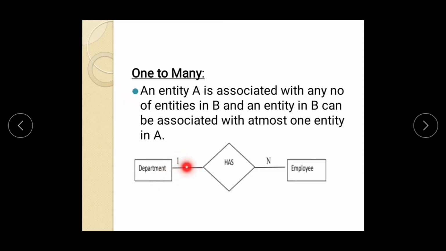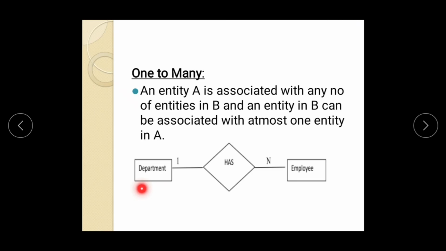Any department, a single department can have any number of employees. In reverse order, we can say that a single employee will be a part of only a single department. A single employee cannot be a part of many departments. He can be only a part of a single department. So this cardinality ratio is right.